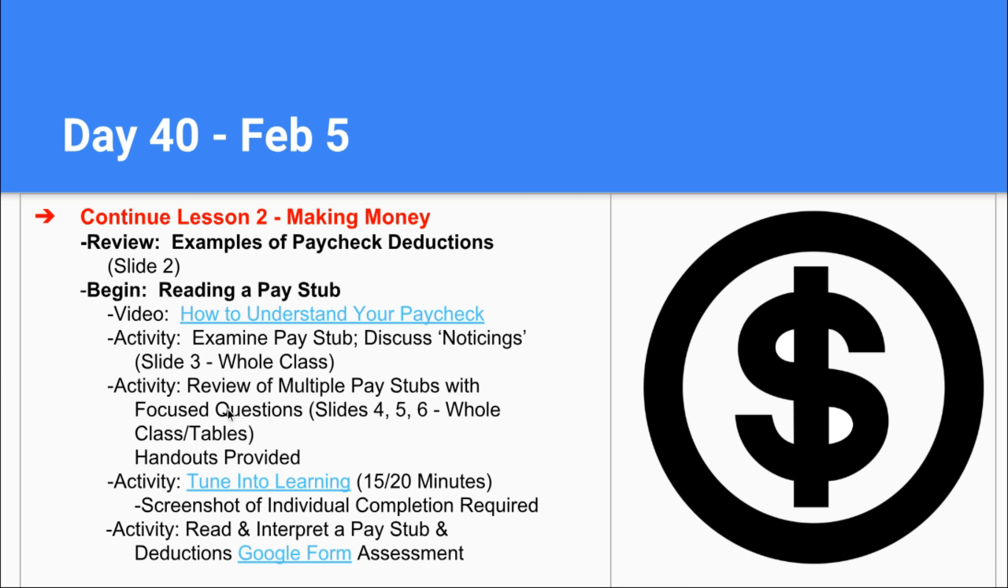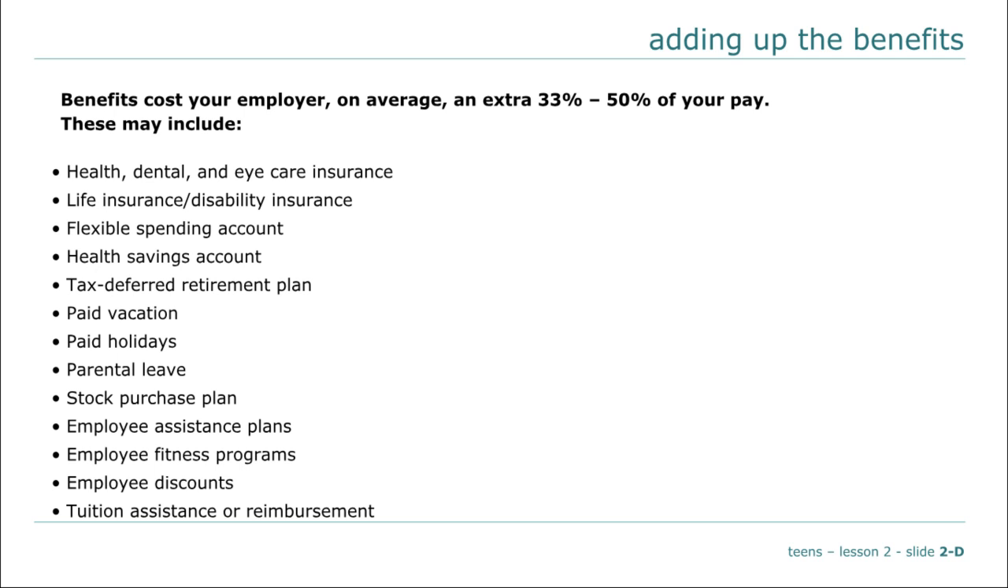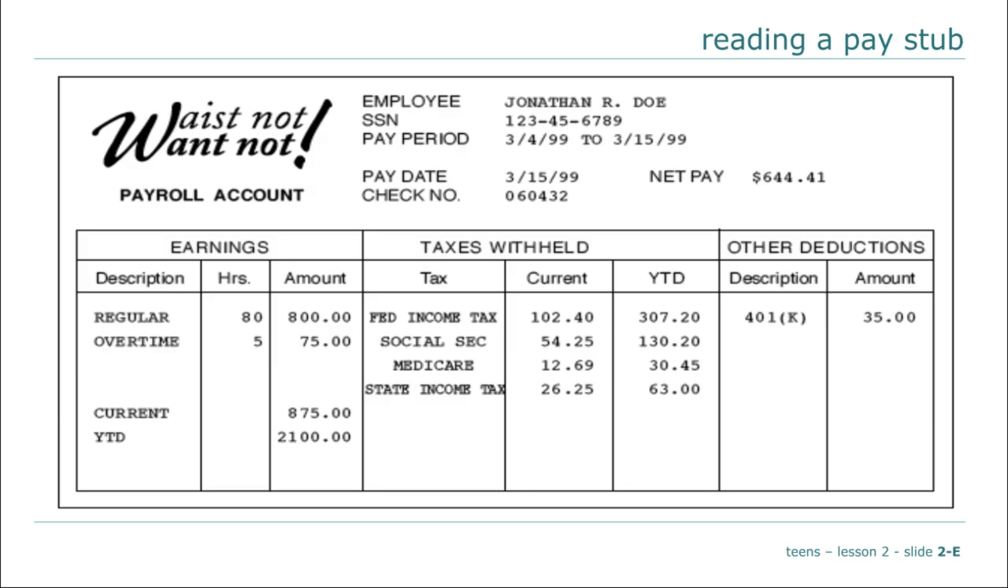Next, as a class, we're going to move on to examine a pay stub, and we'll discuss together some of the noticings that students have. There you're seeing some of the benefits that we covered yesterday in class. And on this slide, you're seeing the pay stub that we're going to talk about, and some of the things that we notice.